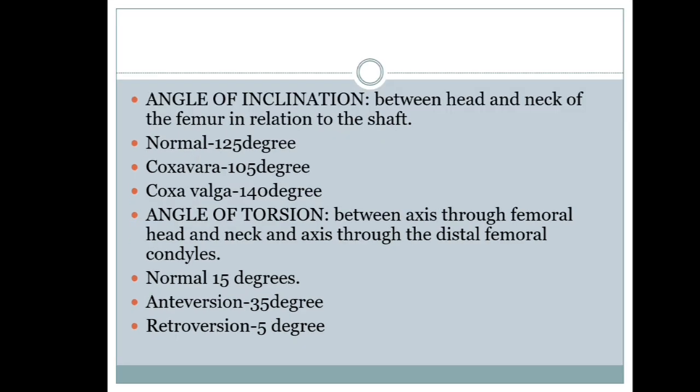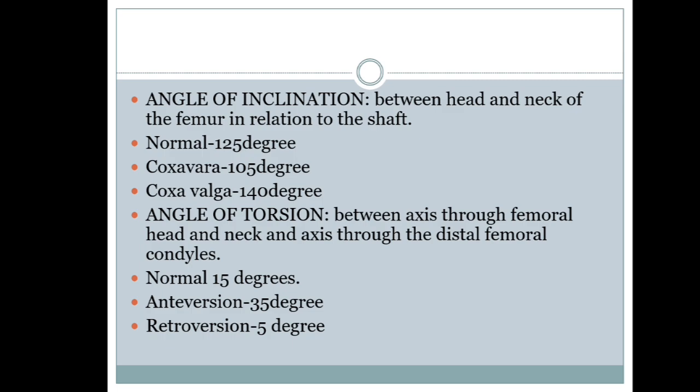So what is the angle of inclination? It is usually the angle formed between the head and neck of the femur with respect to the shaft of the femur. Normally it is 125 degrees. With coxa vara it is 105 degrees, and with coxa valga it is 140 degrees.